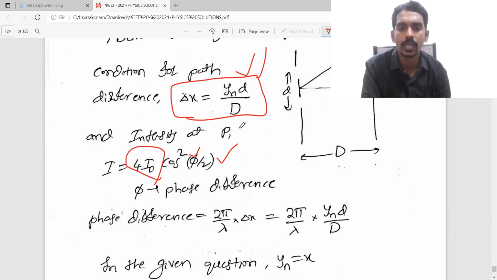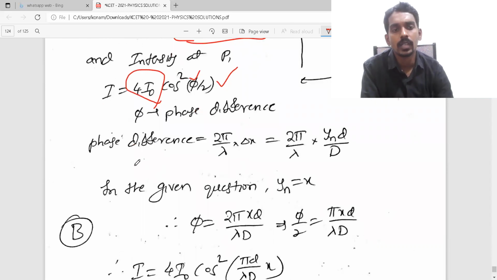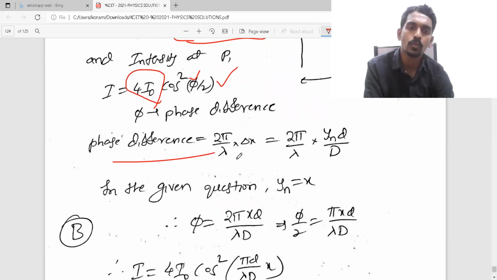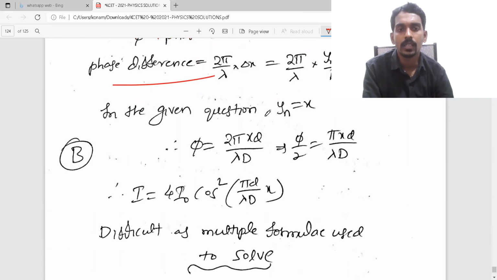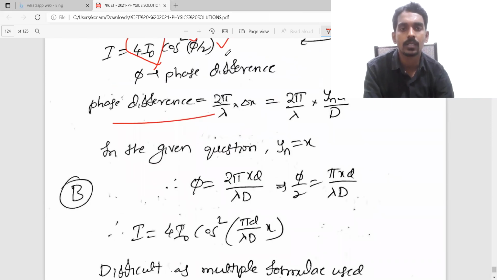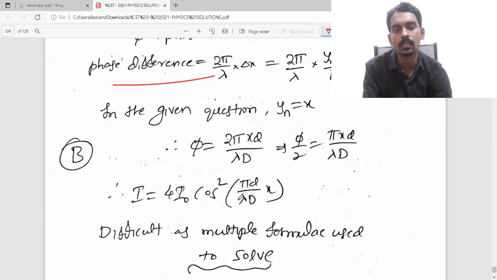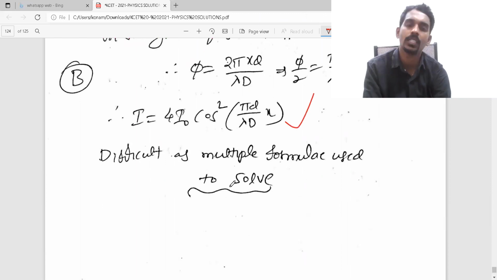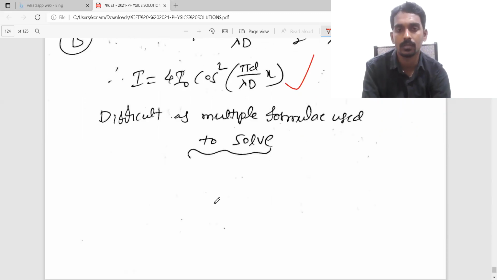That's it. If you take that, then you get the condition for phase difference, that is 2 pi by lambda times delta x. Then if you substitute that phase difference here, you will get the I value. That is what I have done. But you should know all those three formulas. You should remember that condition and everything. Then only you can solve.